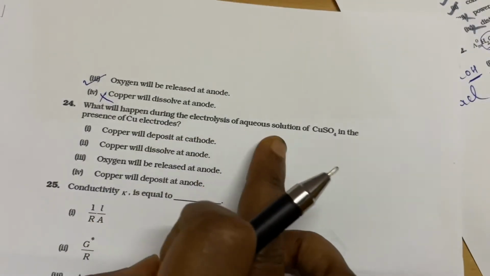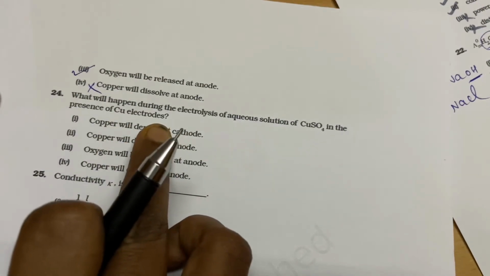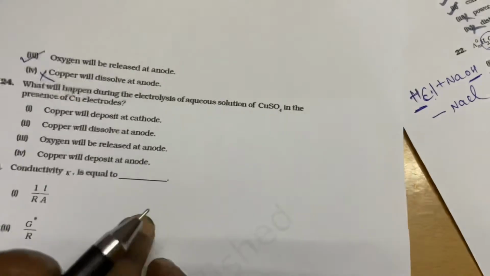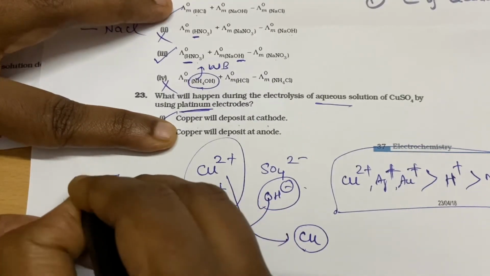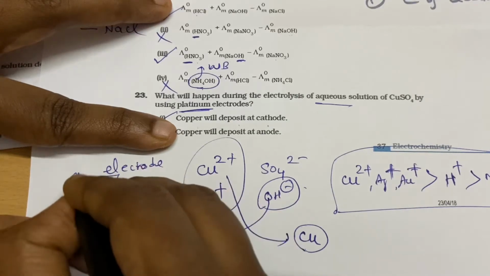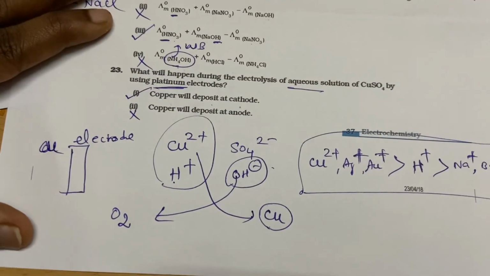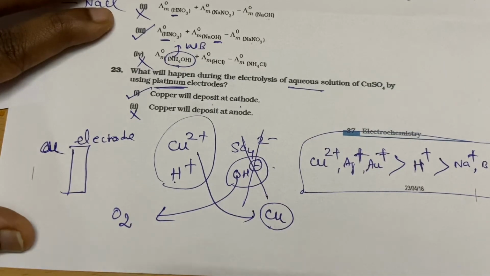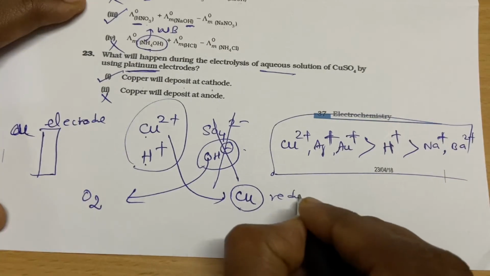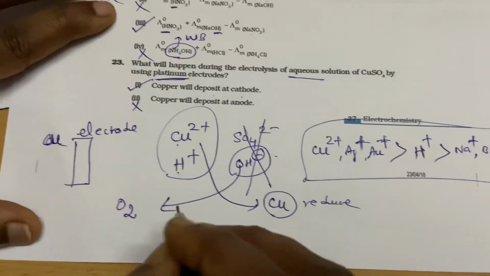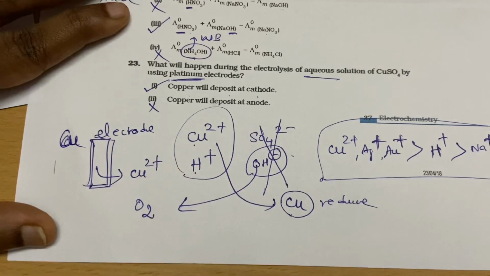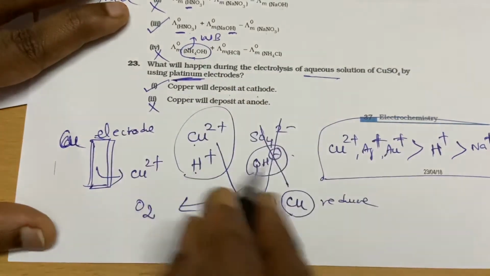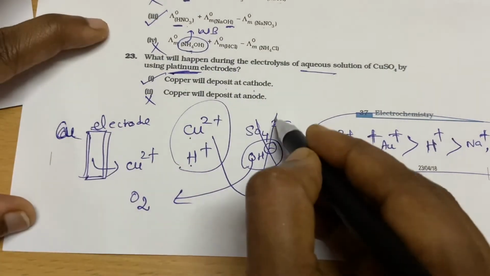What will happen during the electrolysis of aqueous solution of copper sulfate in the presence of copper electrodes? See students, the before example was with platinum electrode. Copper electrode is not an inert electrode, it is an active electrode. If you have active electrodes, you have to forget about the anions. So here copper 2 plus will get reduced, this is correct, but which one will undergo oxidation at anode? Your copper itself. Copper being an active electrode will oxidize to copper 2 plus. So please remember this. If it is an inert electrode, go with the regular procedure. If it is an active electrode, forget about the anions. It is the active electrode itself which will undergo oxidation.